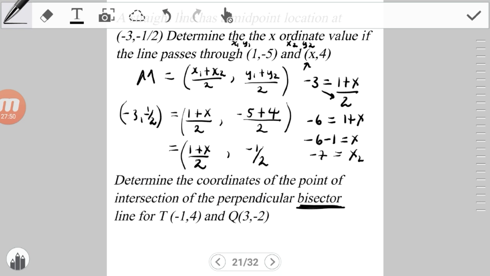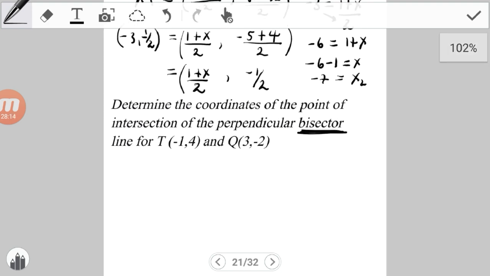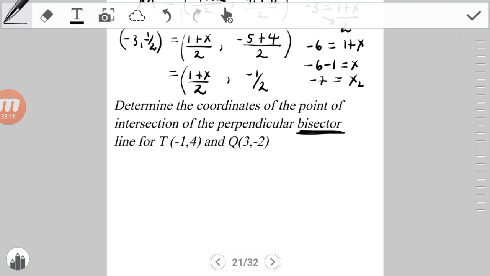And I've structured this question this way simply because there's going to be a concept in part 3 where we're going to be discussing the perpendicular bisector. So I'm kind of introducing this to you from now. So we have to determine the coordinate of the point of the intersection of the perpendicular bisector. The perpendicular bisector passes through the midpoint of the line. So we want to find out the location of where the perpendicular bisector passes through. So this is just another way of saying, hey, find the midpoint.